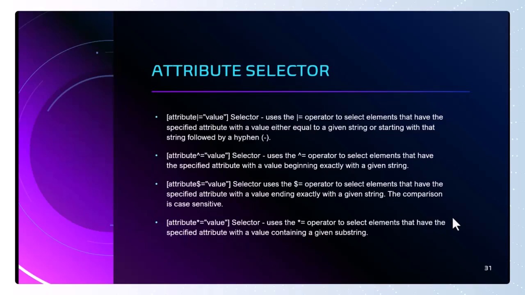The attribute dollar equal value selector uses the dollar equal operator to select elements that have the specified attribute with a value ending exactly with a given string. The comparison is case sensitive. And the attribute star equal value selector uses the star equal operator to select elements that have the specified attribute with a value containing a given substring.